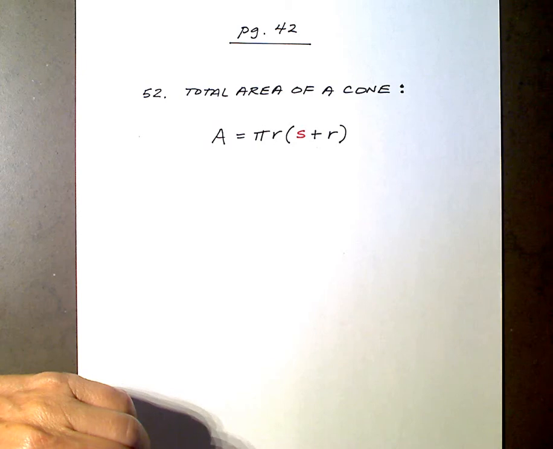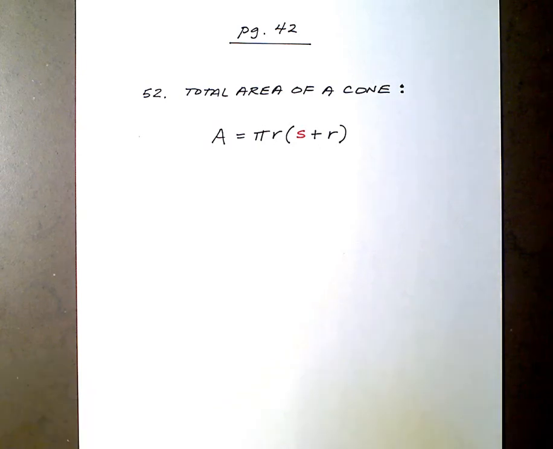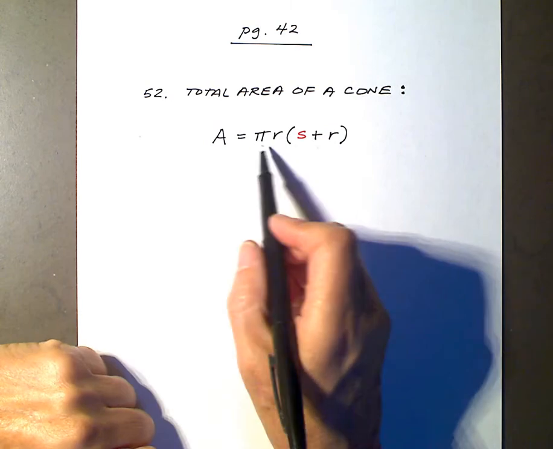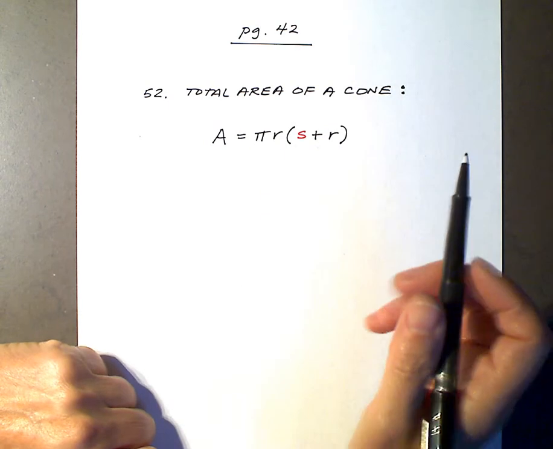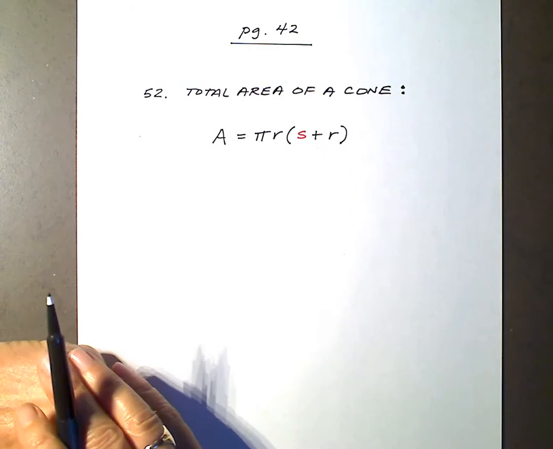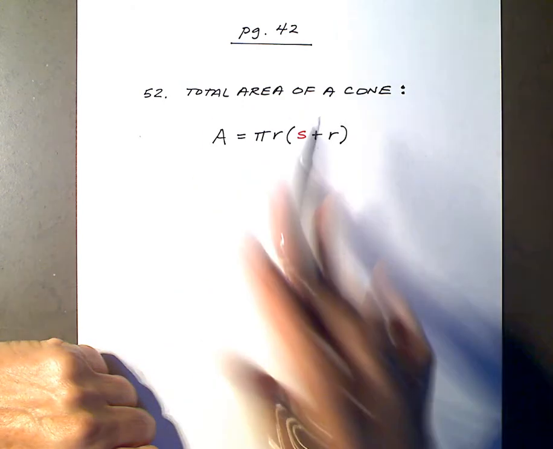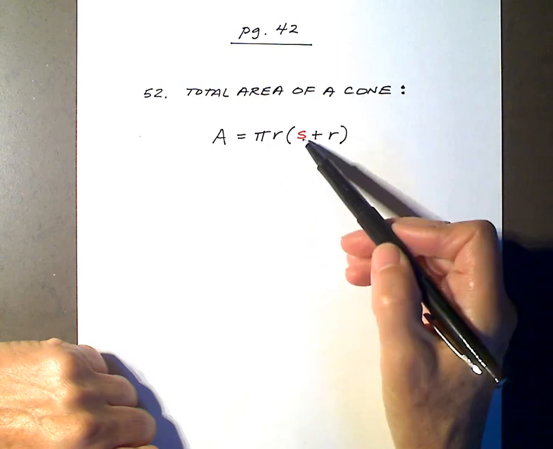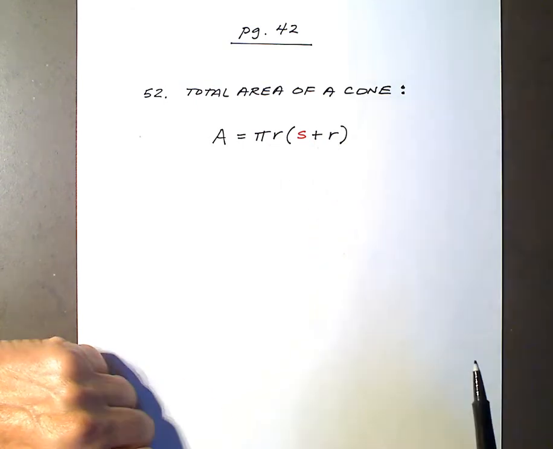Okay, this is number 52 on page 42, where we're supposed to go back to number 48 and look at that formula, and without substituting any values, just solve this for S. So this is the formula for the total surface area of a cone, and if we've got R for the radius and pi, of course, and S happens to be the slant height of the cone.